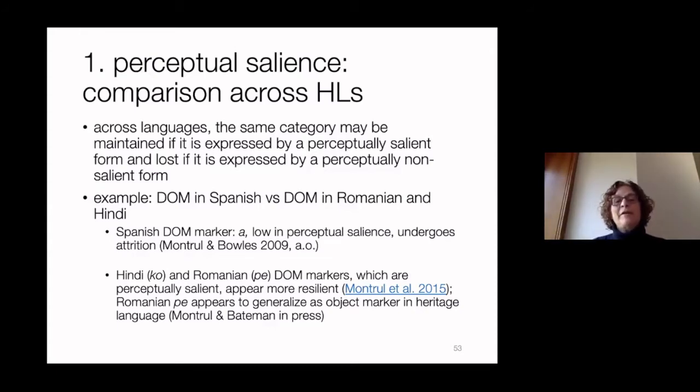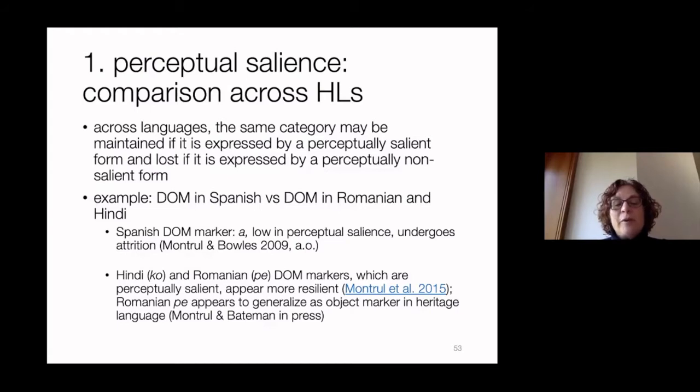And what we find is that DOM in heritage Spanish is generally gone, and that's because the marker a is quite low in perceptual salience and it undergoes attrition quite easily. We have much more salient visible markers in Romanian and Hindi. In Hindi, it's also a suffix. And these appear more resilient.